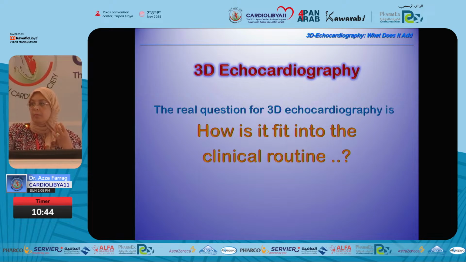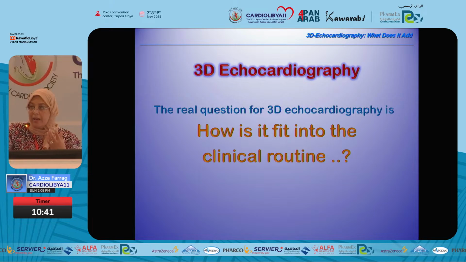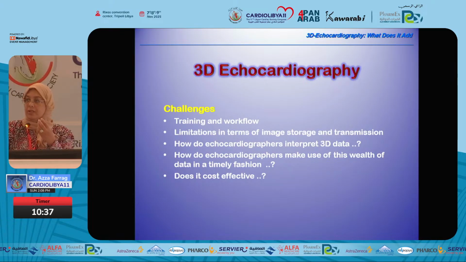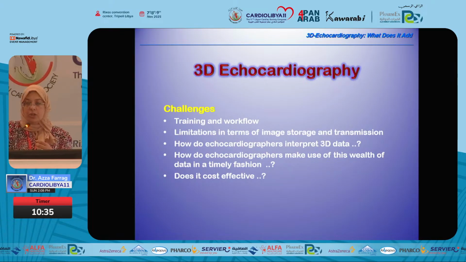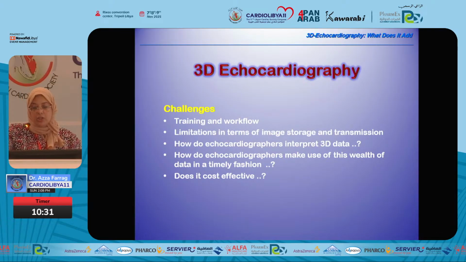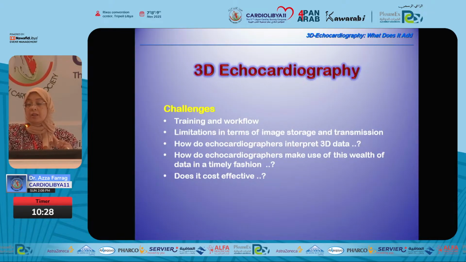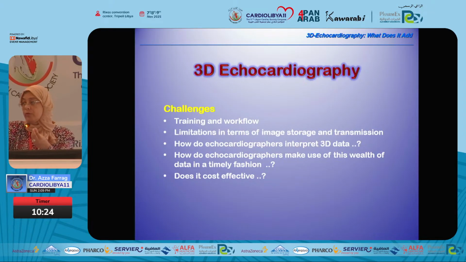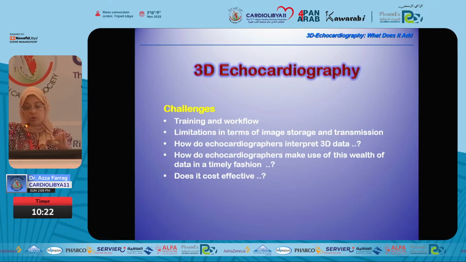So how does it fit into the clinical routine? This three-dimensional echo, is it available? Is it cost-effective? We have a lot of challenges to introduce three-dimensional echo in our echo labs: the training and the workflow, and the limitations in terms of image storage and transmission. The image storage is very important. You cannot store the images of three-dimensional echo like the two-dimensional echo or the M mode.